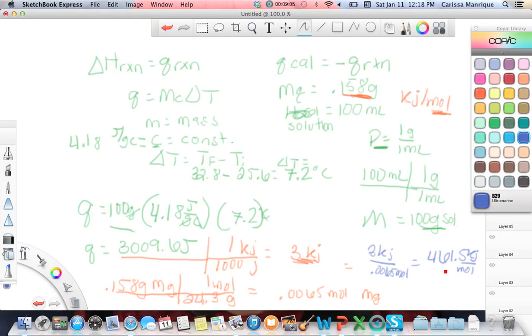But remember, this was Q of the calorimeter we found right here. So let's look up here. Q of the calorimeter is negative Q of the reaction. So I just need to change the sign. So for Q of the reaction, all I have to do is just change that sign right there. So it's a negative. And you see negative, so Q of reaction is delta H. So this is your delta H. That's your final answer there. Purple, I guess. So this is our final answer. Remember to always change your sign at the end because you're looking at Q of the reaction, not Q of the calorimeter.